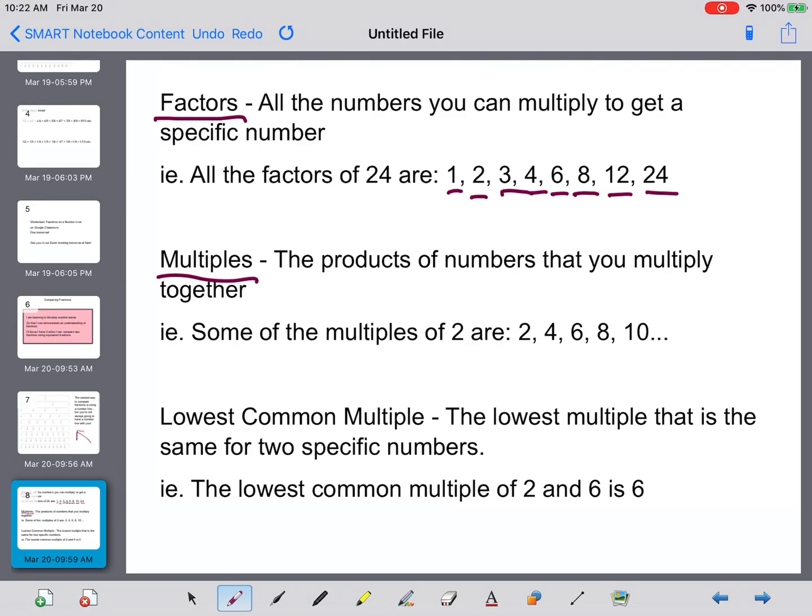Multiples are the products of a number that you multiply together. So some of the multiples of 2 would be 2, 4, 6, 8, or 10, depending on what you multiply by 2. Then we get to talking about the lowest common multiple: the lowest multiple that is the same for two specific numbers. So the lowest common multiple of 2 and 6 is 6, because you can multiply 2 times 3 and you can multiply 1 times 6.